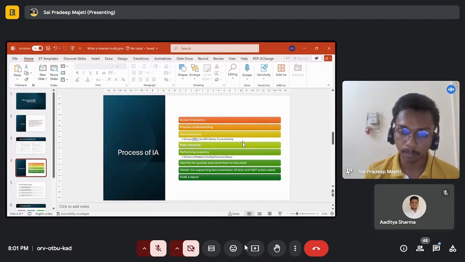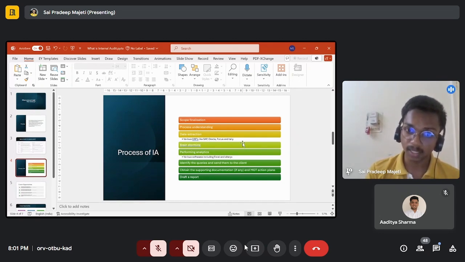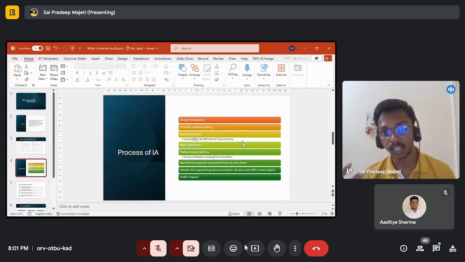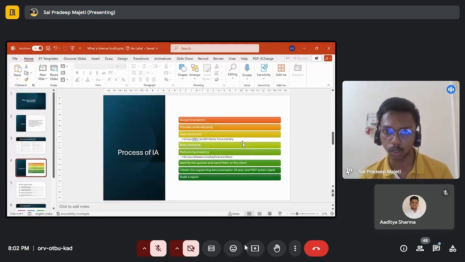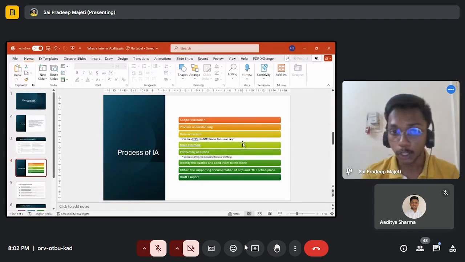So after this fourth step, the fifth step is performing analytics. Basis the process understanding, you extract data, and basis the process and data extraction, you do brainstorming. And the cumulative effect of these three steps is in performing analytics. Based upon the data and the decisions that you have taken and the audit program design, you perform a few analytics in order to find a few observations, issues, or you may call them queries. During this step, you get to work on various software like Excel, Audit, and there are many other softwares that are used. So you also get exposure in working on these huge softwares.